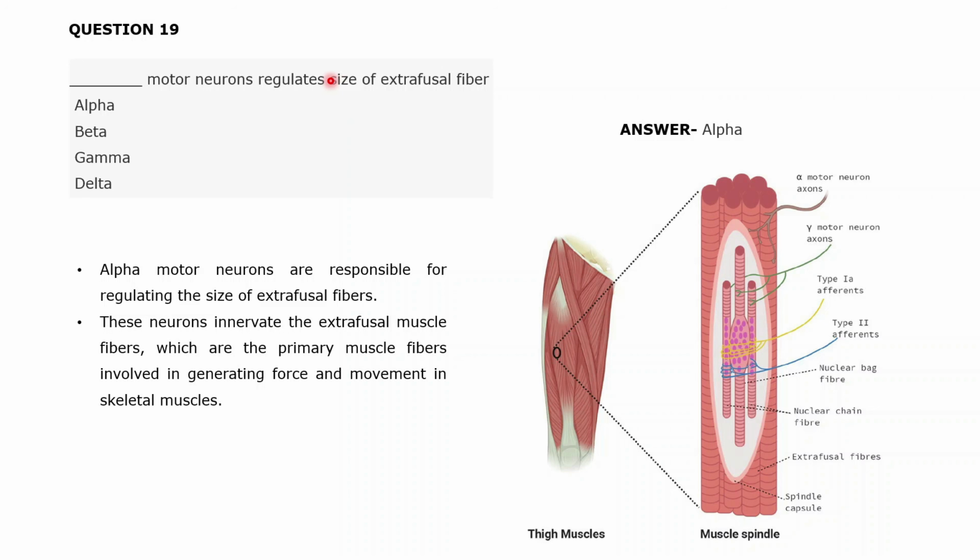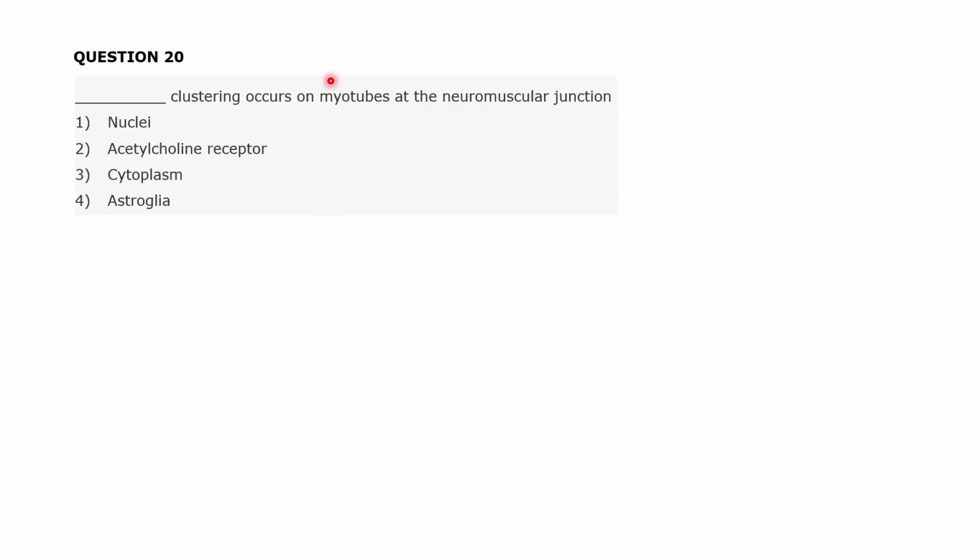So I will just move on to the next question, the last one. Question number 20: What clustering occurs on the myotubes at the neuromuscular junction? First one, nuclei; second one, acetylcholine receptor; third one, cytoplasm; and fourth one, astroglia. Which might be the answer?